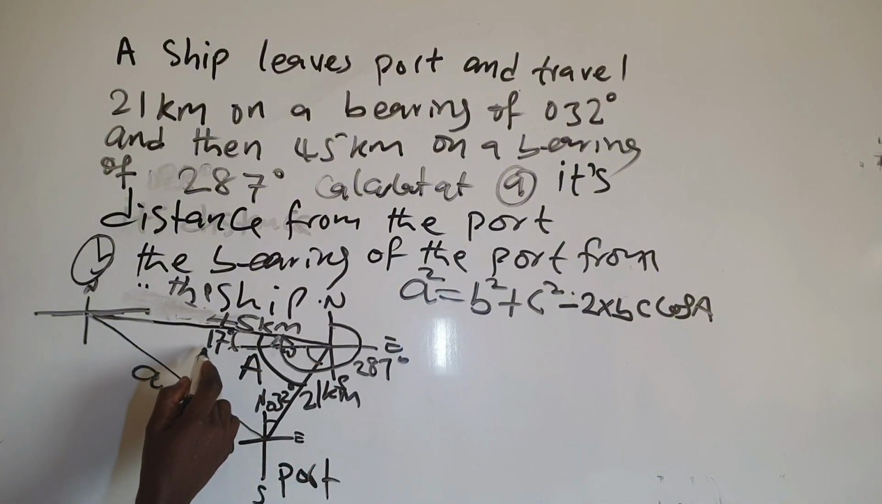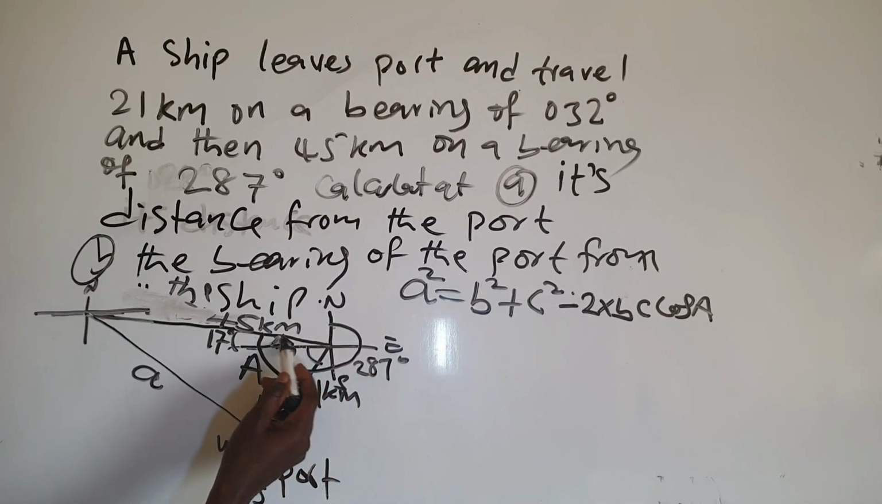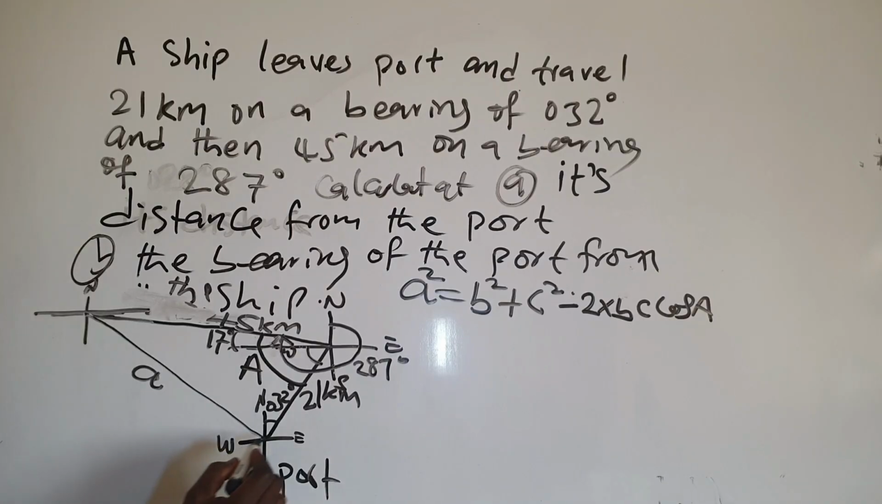We have 17 on this side. You know how we get 17? From here to here, 90, 180, 270, remaining this one, which is 17, to complete it to 287. Now, how do you get this? We know that from here to here is an alternate angle.